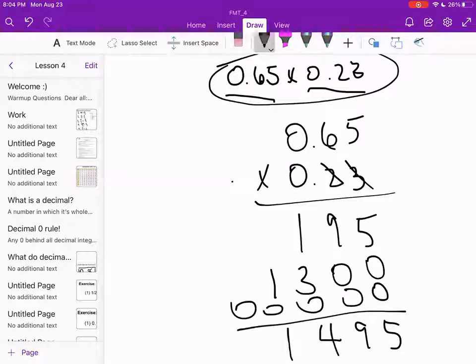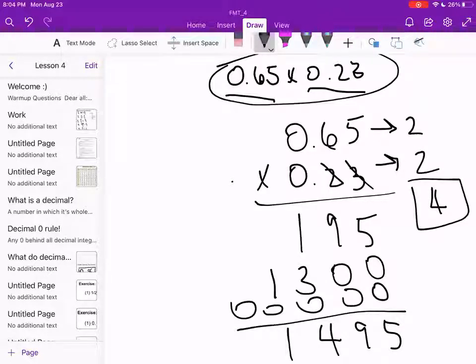So again, let's look at how many decimals are in both of these numbers. Sorry, how many decimal spots are there in each number? 2. Correct. So when you're multiplying two decimals together, your final answer is going to be equal to the amount of decimal spots of one number added to the other number. So we're going to have 4 decimal spots in our answer. So 0.